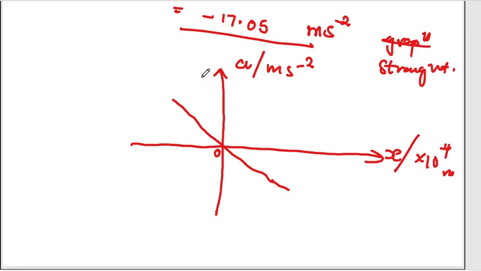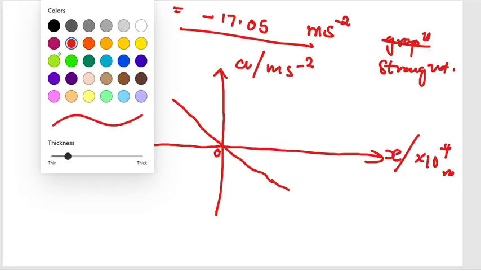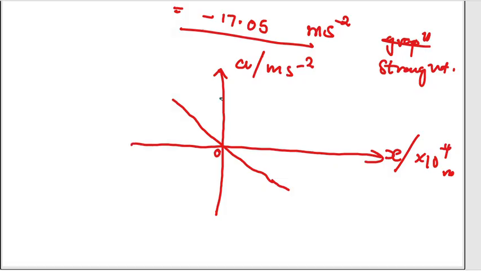Every time you want to draw a graph, you must put in these values, because the examiner is looking at the values to see that you know what is expected. So here we have 17.05, and the displacement that corresponds to this point is going to be minus 0.3 times 10 to the power minus 4. This 0.3 is our maximum displacement, which is the amplitude. Same here, 0.3 times 10 to the power minus 4, and our acceleration is going to be negative 17.05. So this is what our graph looks like.